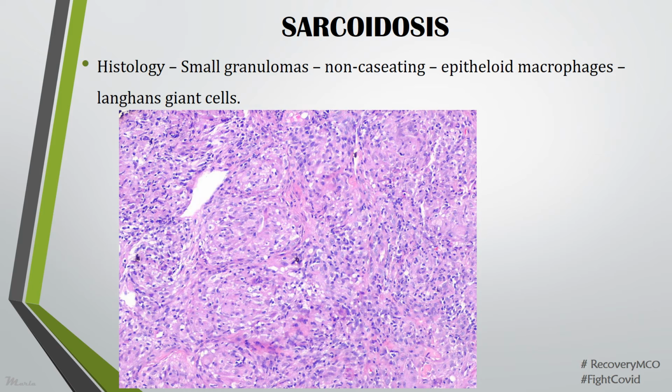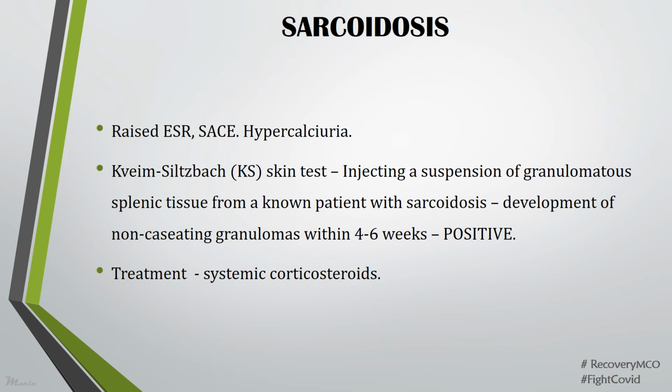Incisional biopsy of cases of sarcoidosis will reveal small granulomas. These are generally non-caseating in nature as for all the orofacial granulomatosis, showing epithelioid macrophages and Langhans giant cells. Additional investigating findings in sarcoidosis will reveal a raised erythrocyte sedimentation rate, increased serum angiotensin converting enzyme, hypercalciuria.